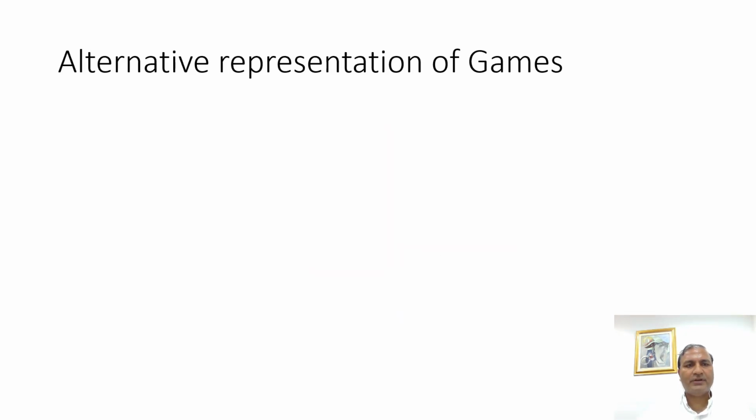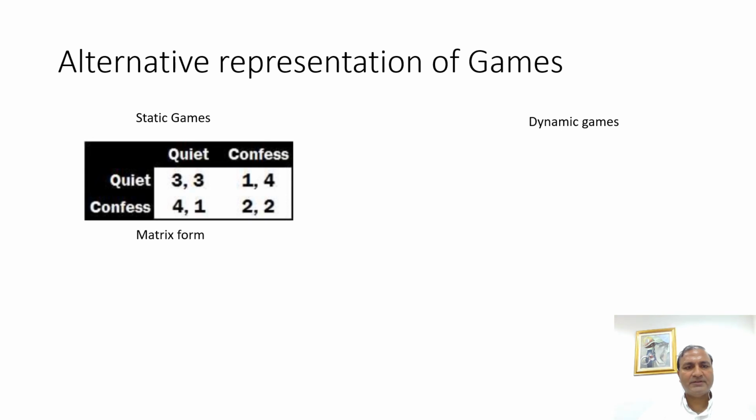So our next topic is the alternative representation of the games. We basically divide game theory into two types of game. One is the static games where players move simultaneously, and then we have dynamic games where players move one after the other. If you have a static game, then the best representation of the static game is to write the game in the form of a matrix, and this is called the matrix form of the game.